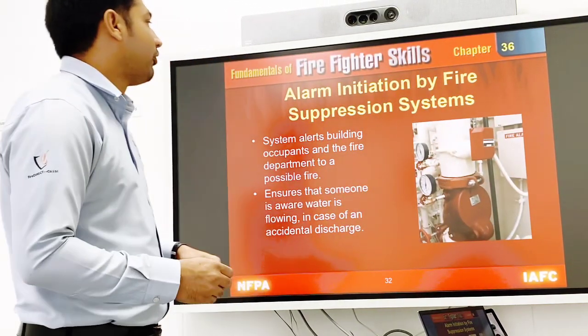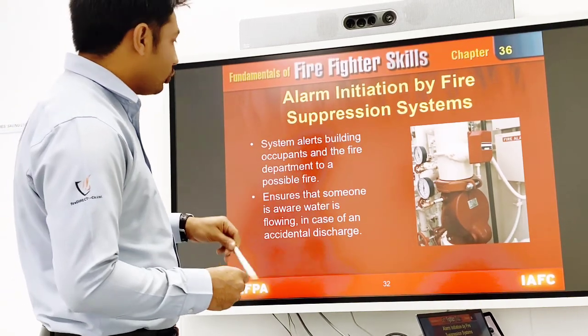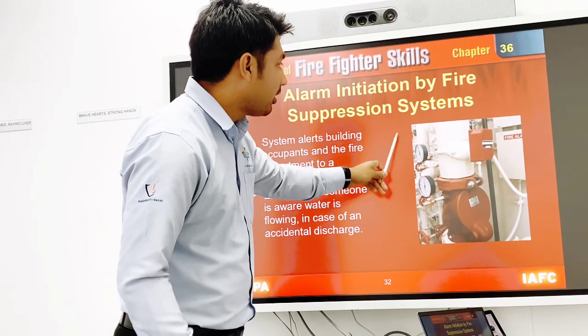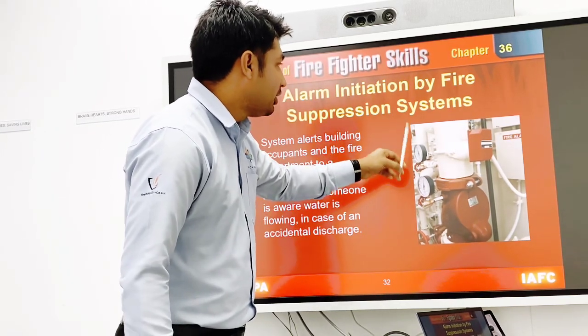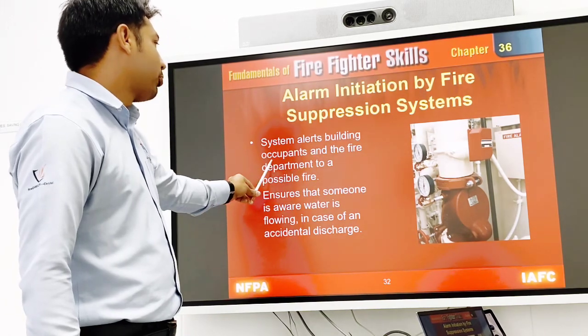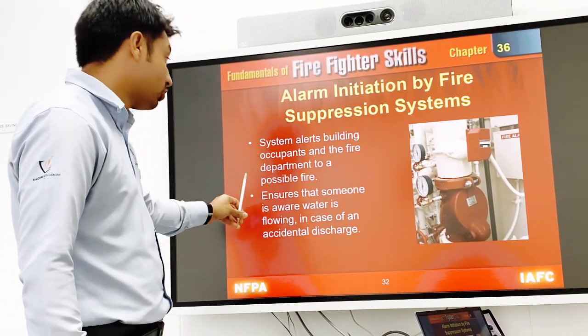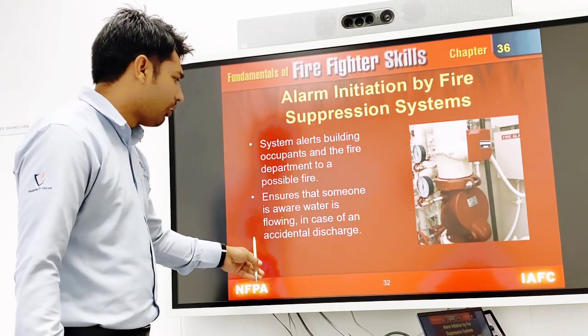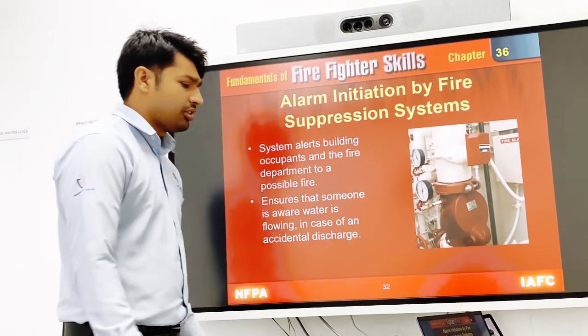Alarm initiated by a fire suppression system. This system is generally introduced by the fire alarm initiated by the fire suppression system. The system alerts building occupants and the fire department to a possible fire, and ensures that someone is aware that water is flowing in case of an accidental discharge.